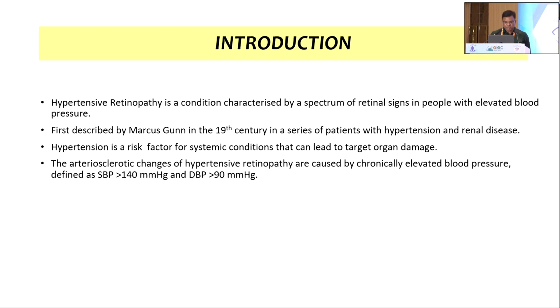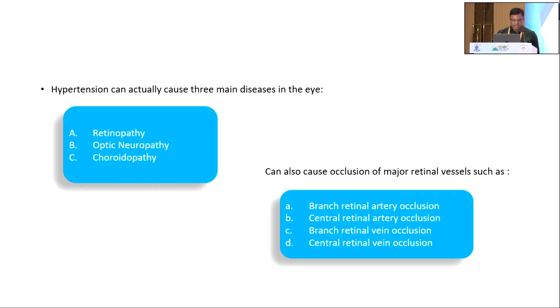So just to recapitulate, hypertensive retinopathy is a condition characterized by a spectrum of retinal signs in people with elevated blood pressure. It was first described by Marcus Gunn in the 19th century. A lot of things have been reviewed and understood much better in recent times. Now, basically, there are three main effects of hypertension that occur in our eye. First is the retinopathy, second is the neuropathy, and the third is the chorioretinopathy.